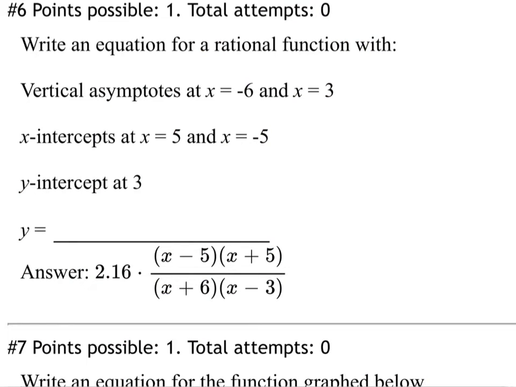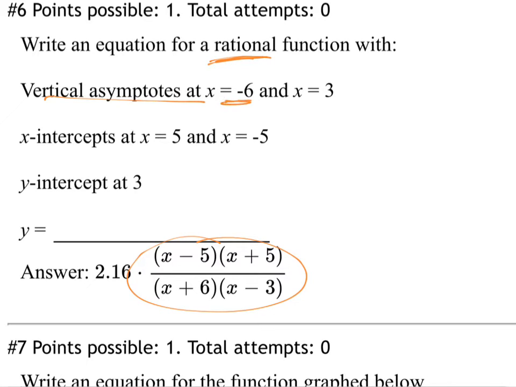Number 6. Write an equation for a rational function. Rational means ratio. It's a fraction. You can see the answer down here. It's a big fraction. It's a ratio. It's called a rational function.